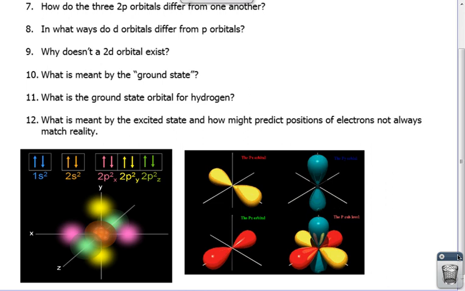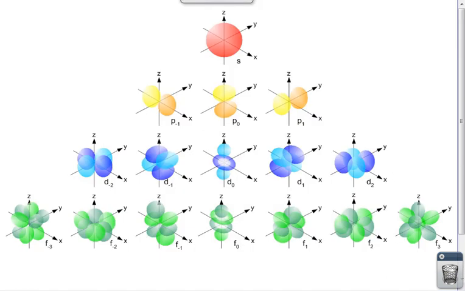Here's the good one. The s, the simple sphere. The p, the 2 lobes on the x, y, and z axis. The d sublevels are in between the axes for a lot of them. And then the f sublevels are just ridiculously confusing. The math problems going on here are way beyond my abilities anymore. Maybe some of the math teachers in the building, I don't know, not this one.